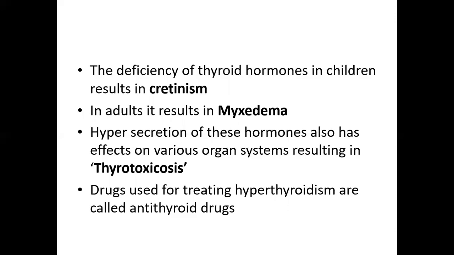What happens when there is a deficiency of these thyroid hormones? They mainly cause cretinism in children, and in adults they cause myxedema. Whenever there is hypersecretion of these hormones, it results in a condition called thyrotoxicosis, which has effects on various organ systems, or thyroid storm, which is a medical emergency. The drugs used for treating hyperthyroidism are called antithyroid drugs, which will be dealt with by Dr. Sridhar Rao in the next class.